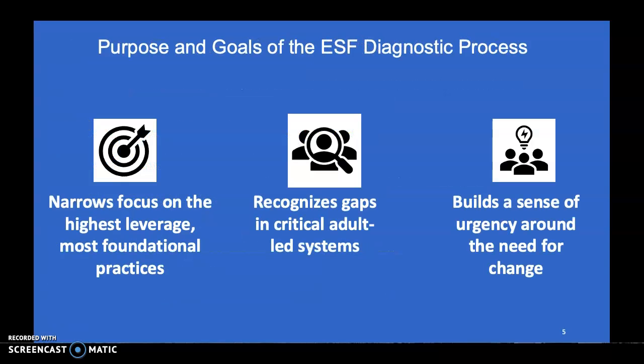So what is really the purpose around the ESF diagnostic process? It is designed to narrow the focus to the highest leverage and most foundational essential actions and practices of the Effective Schools Framework. It is also to recognize the gaps in critical campus and district systems in relation to those practices and build a sense of urgency around the need for change. This is all about building and recognizing the gaps in critical adult-led systems.